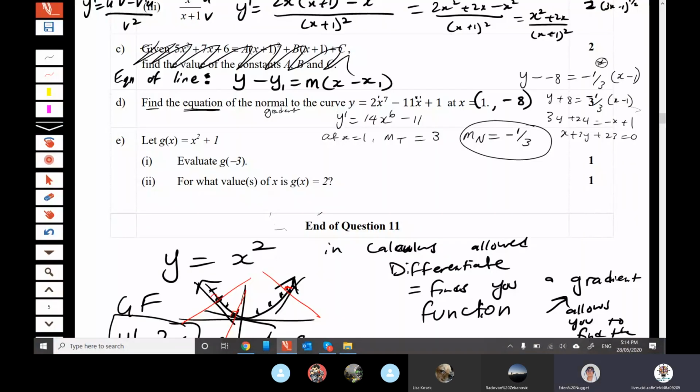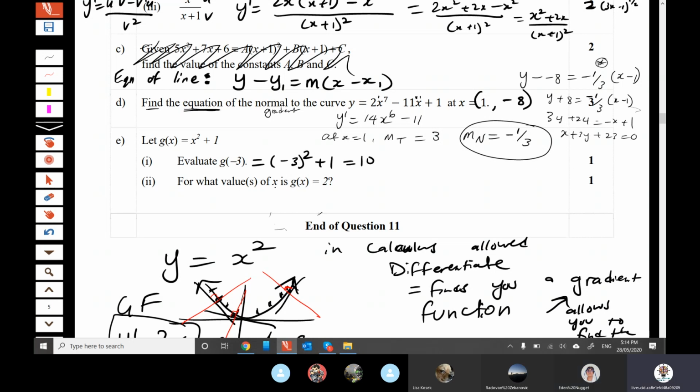Okay, this looks familiar. Evaluate. What does evaluate mean, Eden? We spoke about that at the beginning. Give a number. Yes, so this has to give you a number. Whether you like it or not, it's got to give you a number. G of negative 3, what do we do? Substitute negative 3 in x. 9. 9 plus 1 is 10. You got yourself 1 mark.